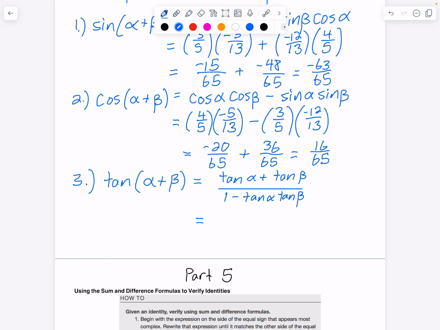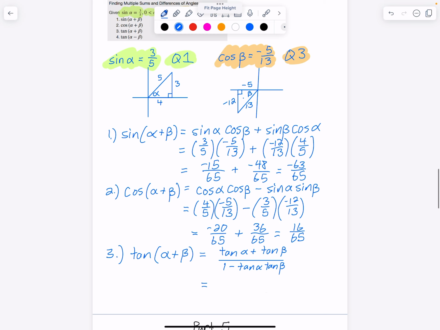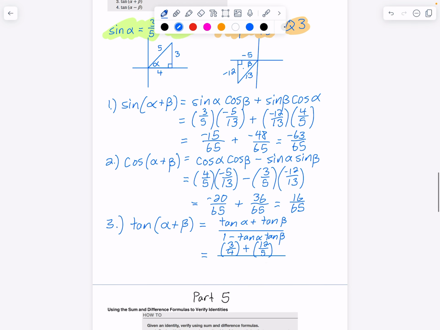And then we're going to have to figure these out, but we have the triangles above, which makes it pretty easy. All right, so tangent of alpha, my alpha triangle on the left, is 3 over 4. Plus tangent of beta, the right triangle, is negative 12 over negative 5, which is going to produce a positive. And then I have 1 minus the multiplication of those two.